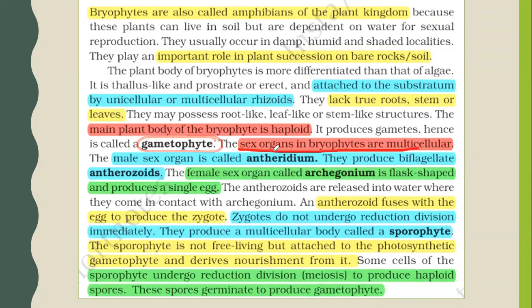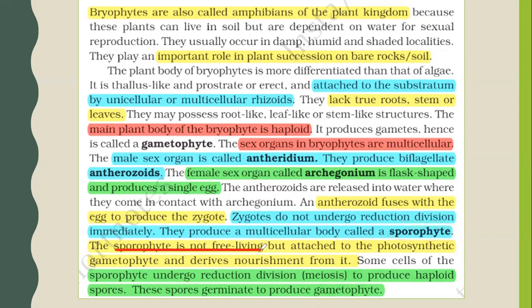The sex organs in bryophytes are multicellular in nature. The male sex organ, you will call the antheridium, that produces biflagellated antherozoids. The female sex organ is the archegonium, which is flask-shaped and produces a single egg. An antherozoid fuses with the egg to produce a zygote. The zygote does not undergo reduction division and forms a multicellular body called the sporophyte.